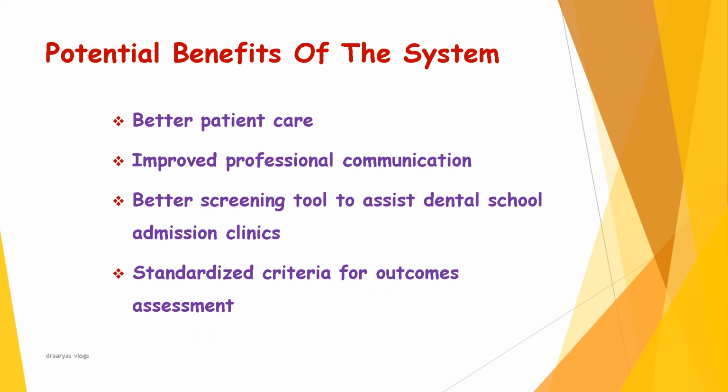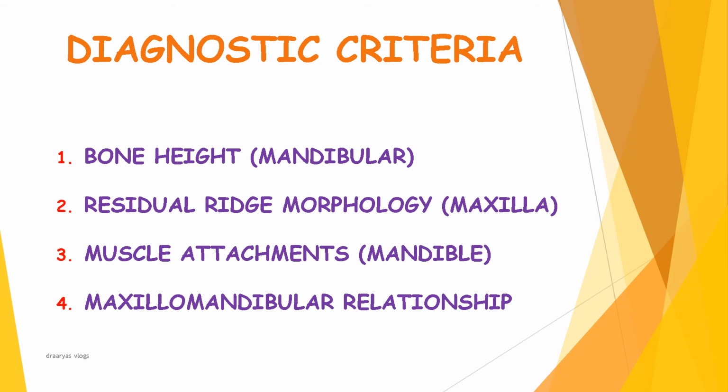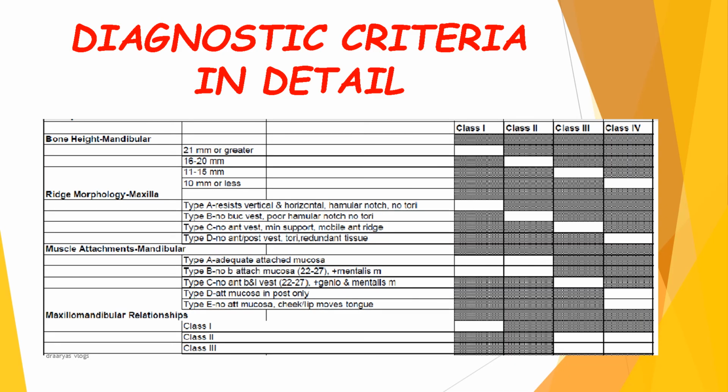And the benefits of the system are better patient care, improved professional communication, better screening tool to assist dental school admission clinics, standardized criteria for outcomes assessment. So the diagnostic criteria include bone height, mandibular, then maxillary residual ridge morphology, mandibular muscle attachments, and maxilla-mandibular relationship. Here is a table showing diagnostic criteria in detail and the classification of completely edentulous patients according to ACP99.